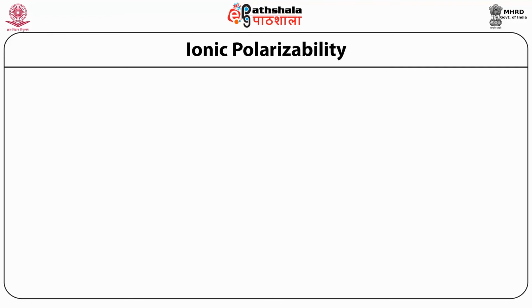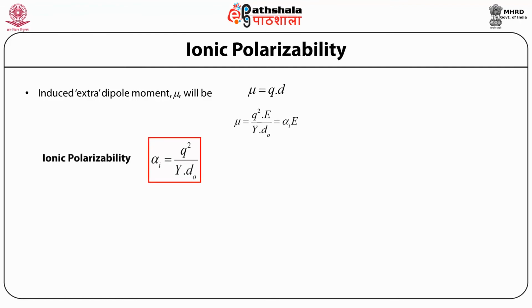Now let us discuss the dipole moment and polarization. So the induced extra dipole moment, that is mu, is given as Q into d, where Q is the charge and d is the separation distance. So mu is equal to Q square E upon Y d naught. Here we have substituted the value of d, which we calculated in the previous slide. So mu comes out to be alpha_i into E. Here alpha_i corresponds to ionic polarizability, which is equal to Q square upon Y d naught.